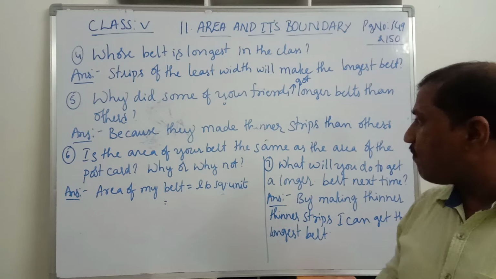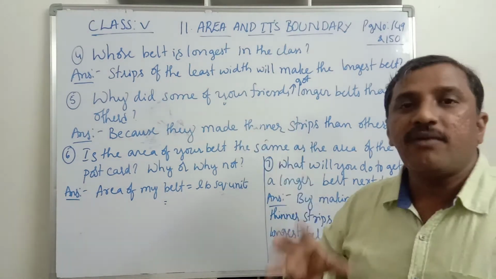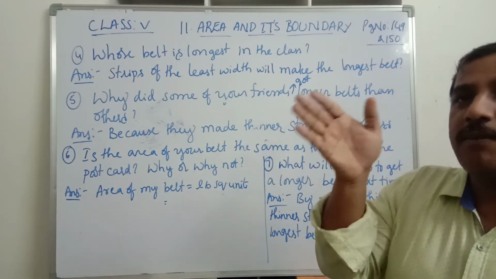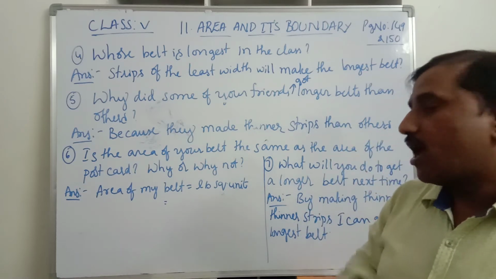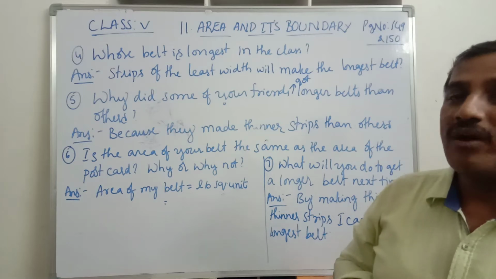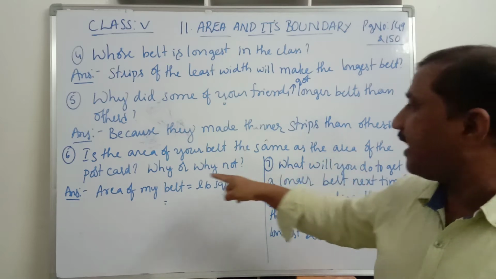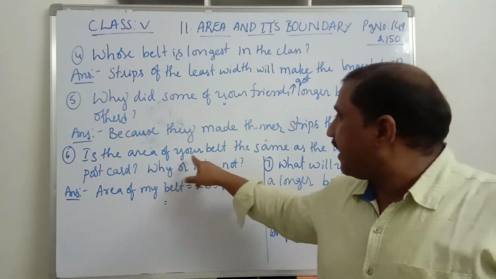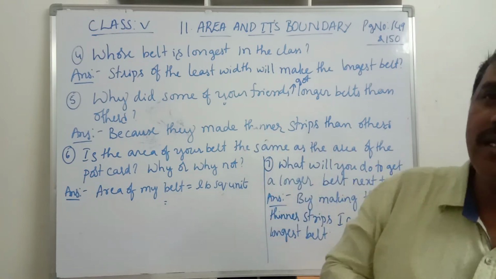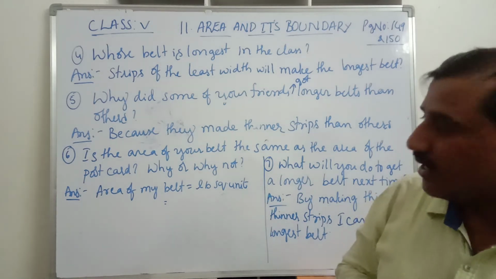Next, is the area of your belt the same as the area of the postcard? Postcard, in the sense, before, I showed you a big paper strip. Instead of a paper strip, we can also take the postcard. How much area did we get for that? We got 126 square centimeters. Is the area of your belt the same as the area of the postcard? We found in the previous question that the area of the postcard is 126 square centimeters.